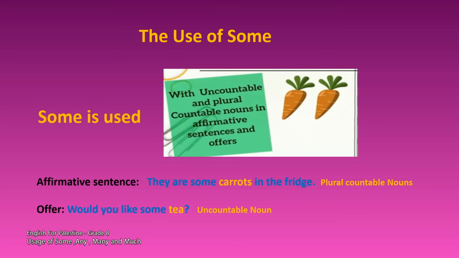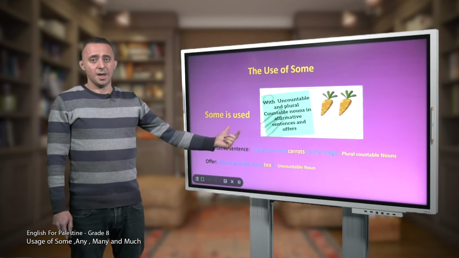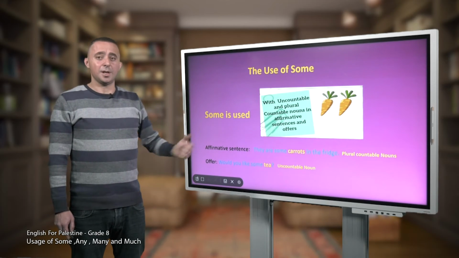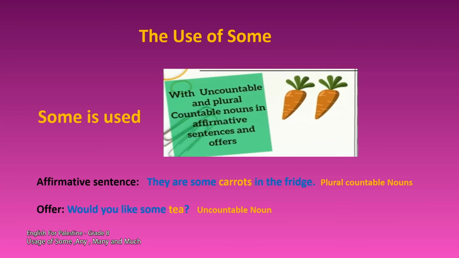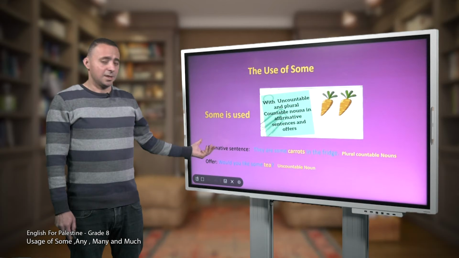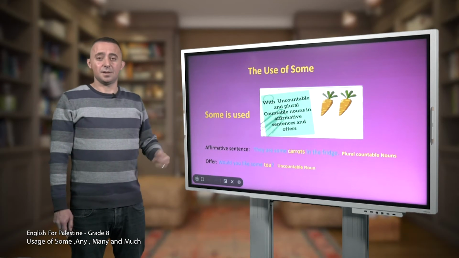Let's have a look at an affirmative example. There are some carrots in the fridge. Notice, some carrots. Carrots is a plural and countable noun. It's preceded by some. As I have just said, some can be followed by a countable and plural noun. What about the offer? Would you like some tea? Notice the word tea is an uncountable noun. It's preceded by some. So, in offers, we use some. We also use some in affirmative sentences, not negative sentences.